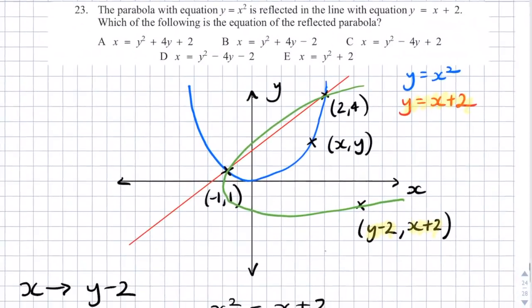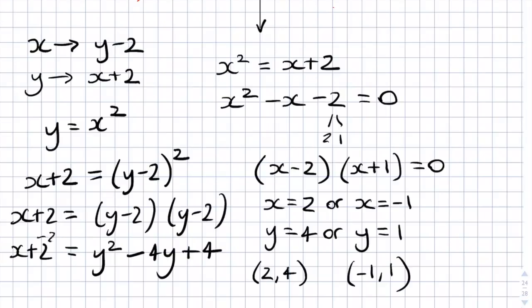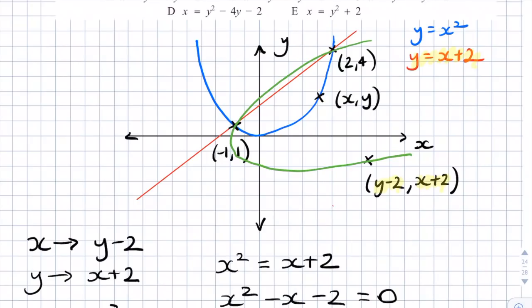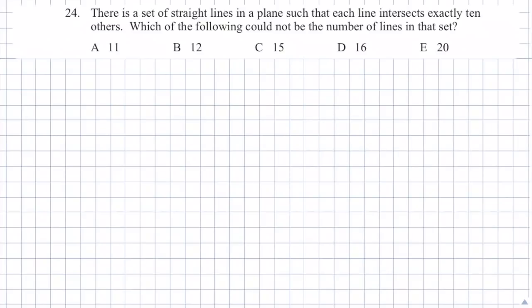And then if we look at our answers, they're all in the form of x equals some function of y. So we can just minus 2 from both sides. So we get x equals y squared minus 4y plus 2. And that is one of our answers. It's answer C. So therefore, answer equals C.